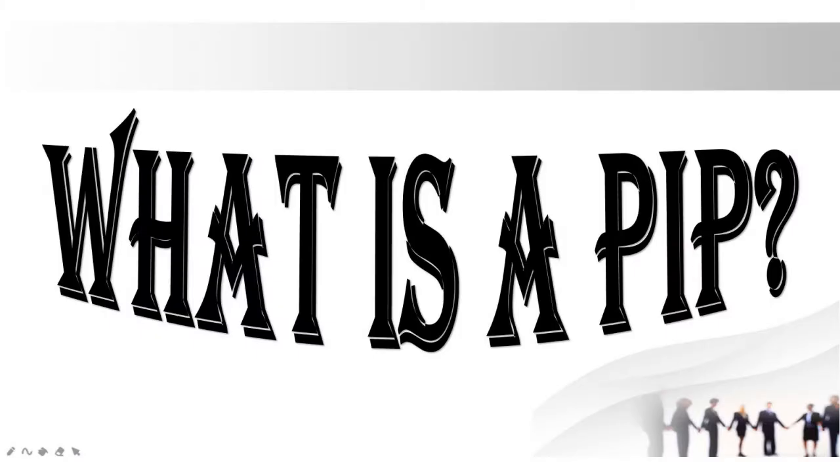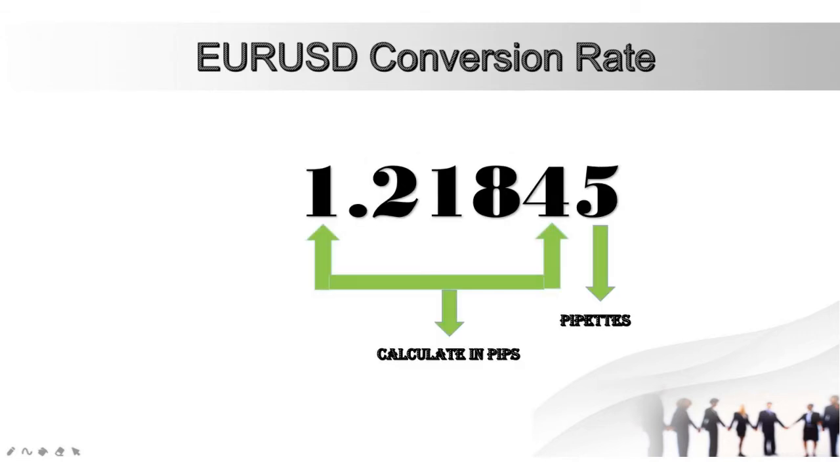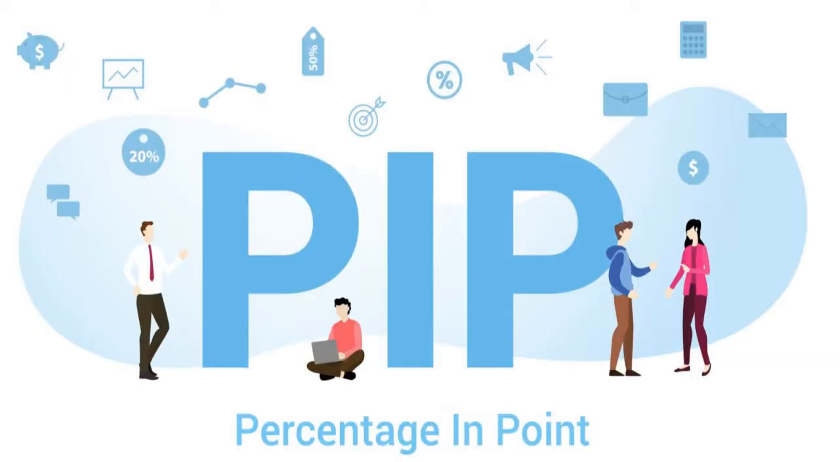First, let's see what pips are. It is usually the last decimal place of a price quote. A pip is short for percentage in point or price interest point, a tiny measure of the change in a currency pair in the forex market.